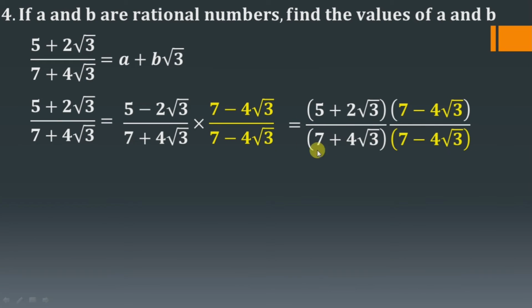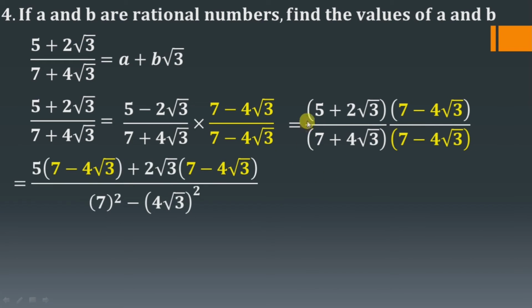Okay, now let's simplify this. 5 into (7 minus 4 root 3) plus 2 root 3 into (7 minus 4 root 3), divided by, this is in the form (a plus b)(a minus b), so I'll write a square minus b square. Value of a is 7 and b is 4 root 3.